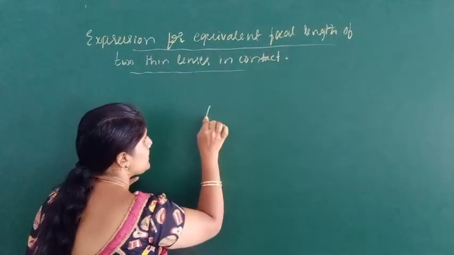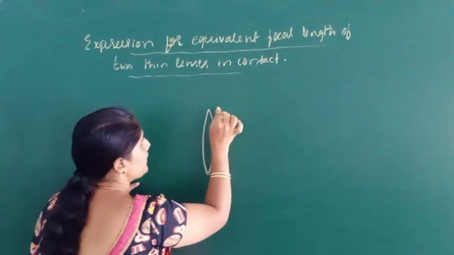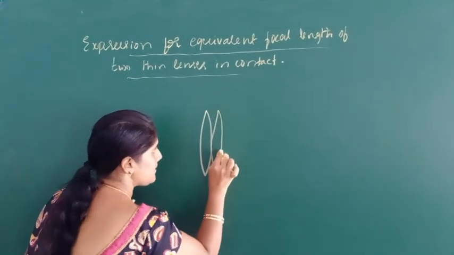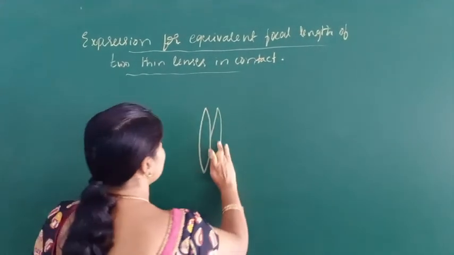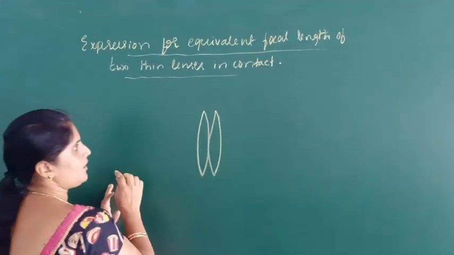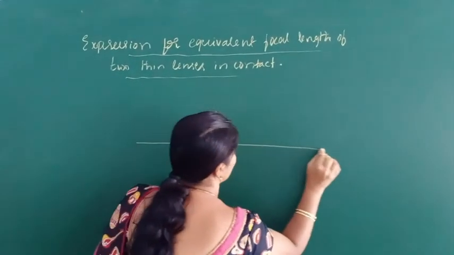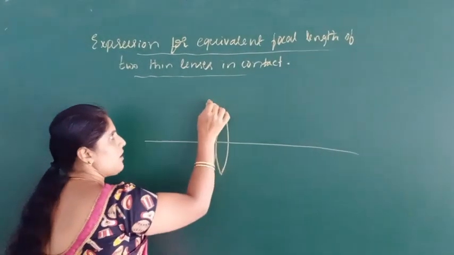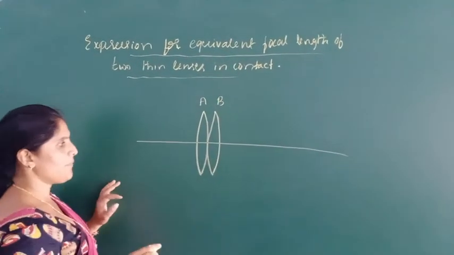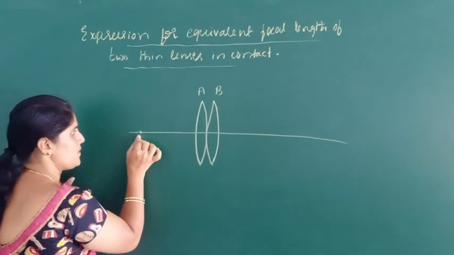For that, let's draw two thin lenses which are in contact, like this. This is the common principal axis for both the lenses. Let us call the first thin lens A and the second thin lens D. Now an object O is placed here. So this is the object O.